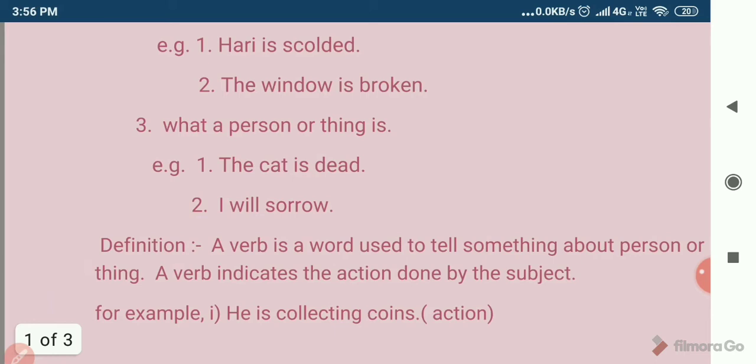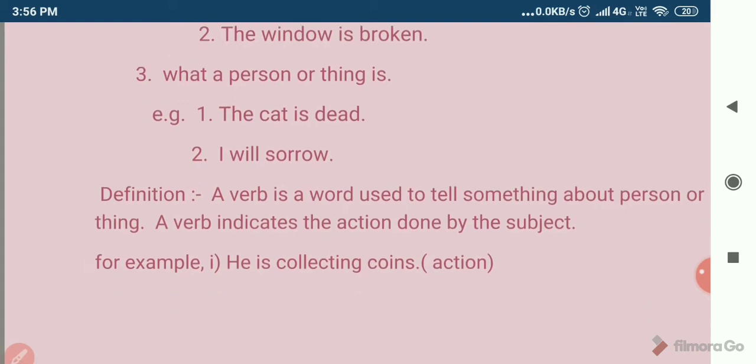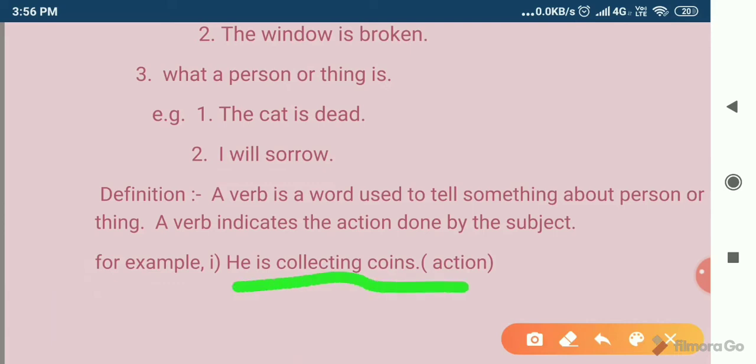The verb indicates the action done by the subject in the sentence. For example, he is collecting coins. He is collecting coins. So, here the action is collecting by the subject he. Okay.